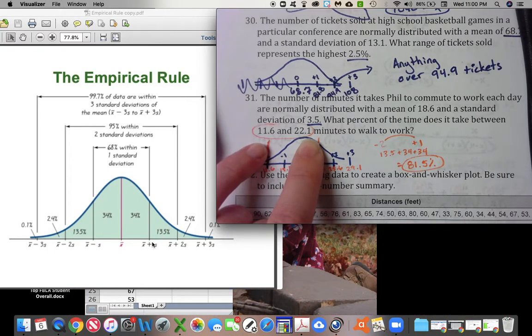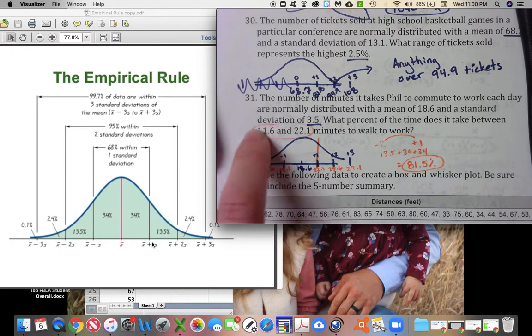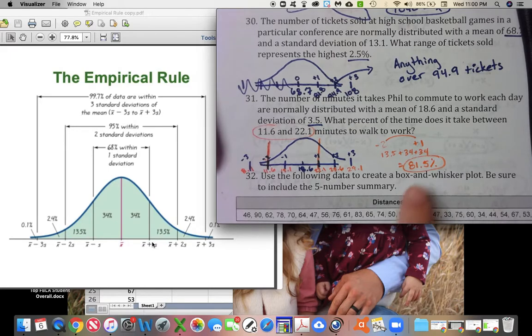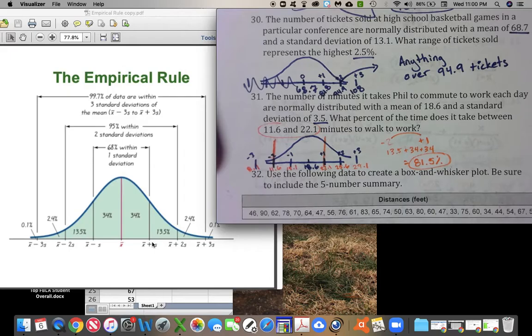Sometimes he's lazier than that, so it takes him longer than 22 minutes. Sometimes he's really walking fast, and he's walking faster than 11.6. But 81% of the time, it's going to take him that long to walk. Okay. All right. Last one.